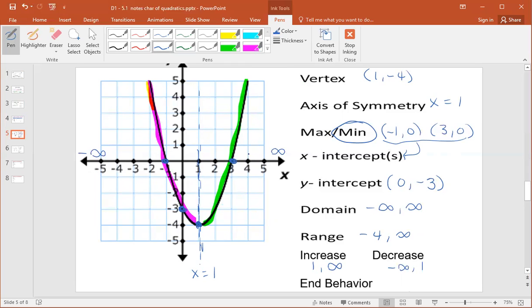Okay, my end behaviors, what's happening on the ends, they are both pointing up. So I'm not going to write the whole thing out. You just need to know that they're both infinity and infinity. Okay, so that should be fairly simple.